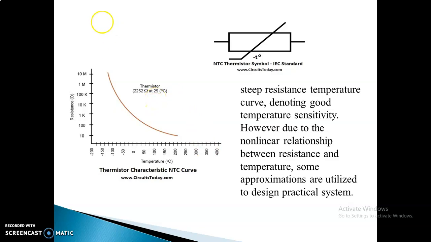And for approximation, why are they going for approximation? Suppose you want to convert this nonlinear behavior into linear characteristics, then people go for linear approximation techniques. There are two types of approximation techniques we have in general.